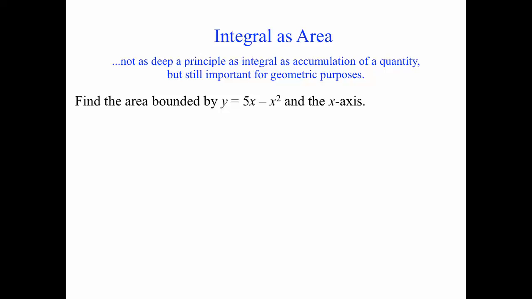So one way to sketch this without a graphing calculator is to factor it: x times (5 minus x). That can help us, right? What does that immediately tell us about the graph of this function? What do we know immediately if we have x times (5 minus x)?